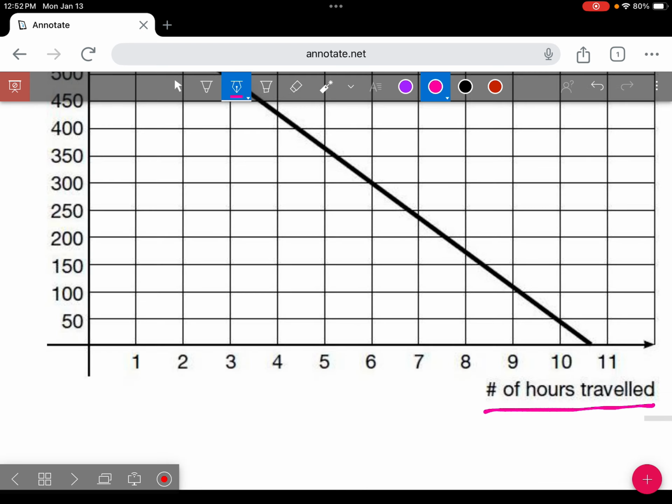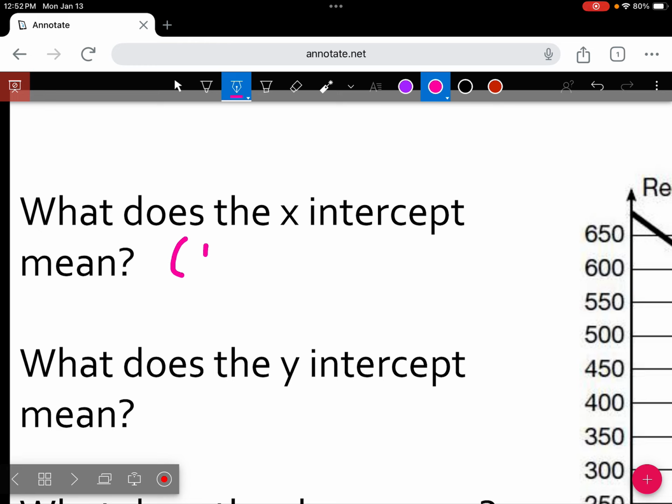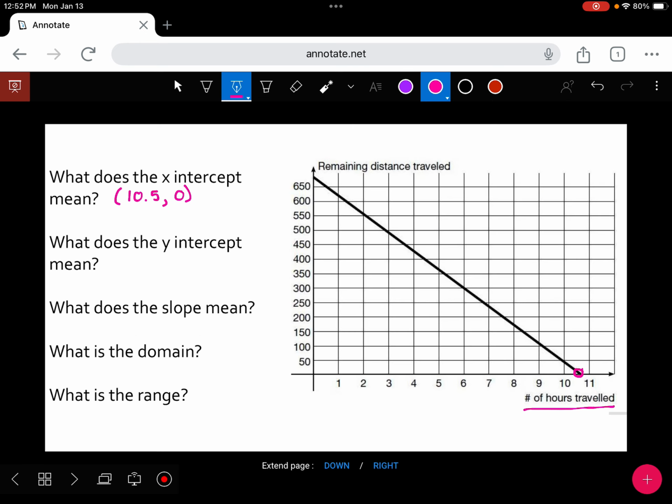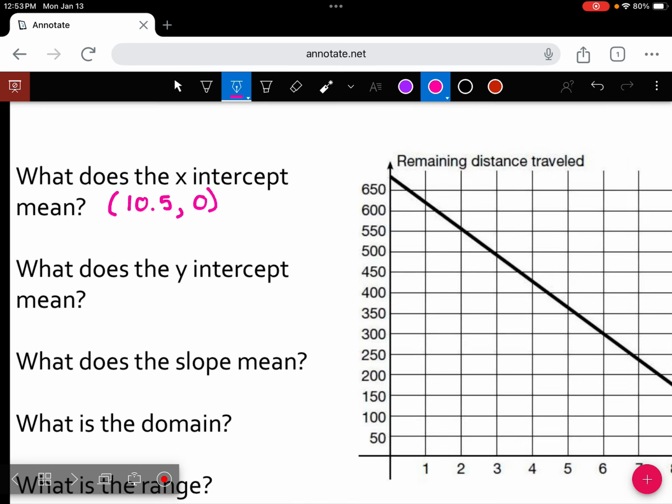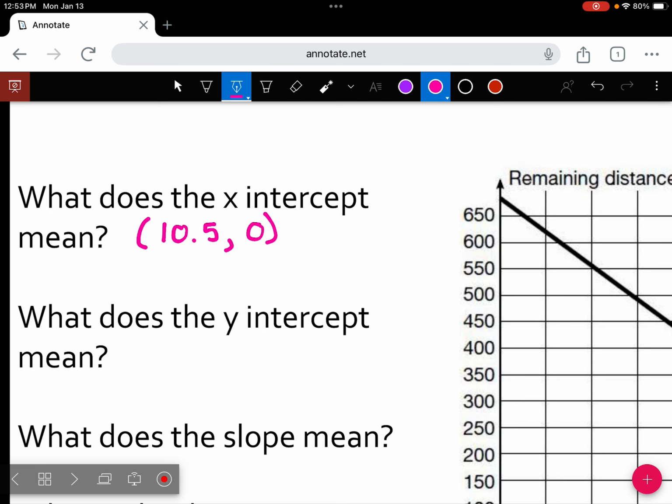It's about 10.5. It's where my graph crosses my x-axis. So the x-intercept is the point 10.5, however you want to word it, comma 0. So our xy. What is that? 10.5 what, 0 what? The trip's done. I have 0 miles remaining. I have 0 distance left. So the whole trip took how many hours? 10.5 hours.